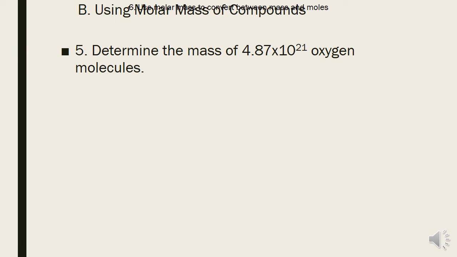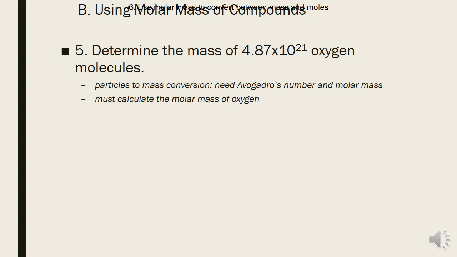Next example. Determine the mass of 4.87 times 10 to the 21st oxygen molecules. So notice in this problem, we're not given moles. We're given a number of particles. So if you look at your flow chart here, this will involve two conversions. We're going from particles to mass, so we need both Avogadro's number and the molar mass in order to do this conversion. So we will need to find the molar mass of oxygen.